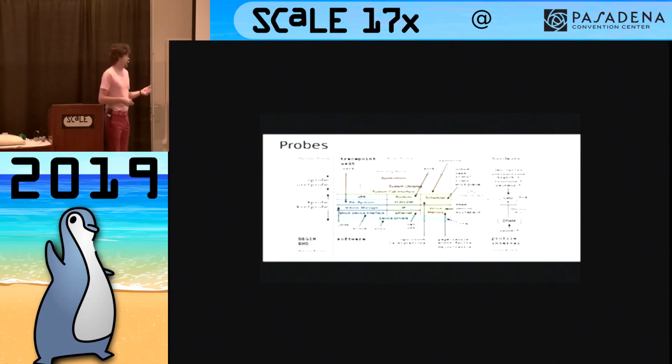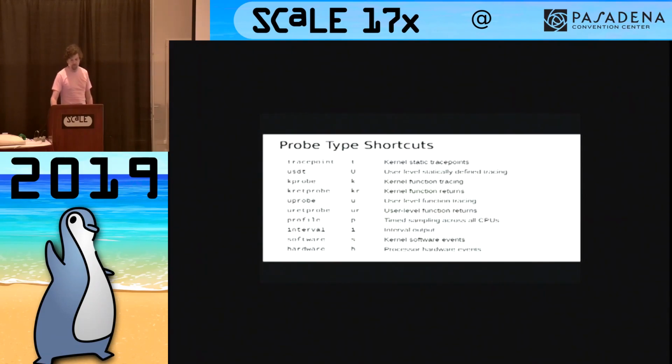These are the different probes that are available. You can do kernel function tracing, user function tracing, tracepoints, profiling, hardware events as well. We can access PMCs. We added shortcuts, so you don't have to type tracepoint the whole time. You can just do t.